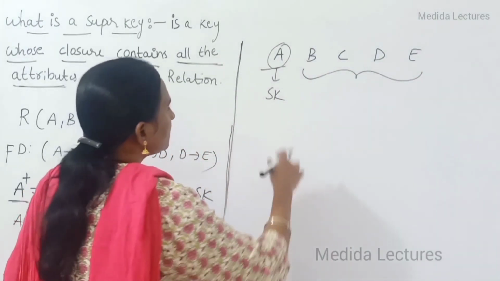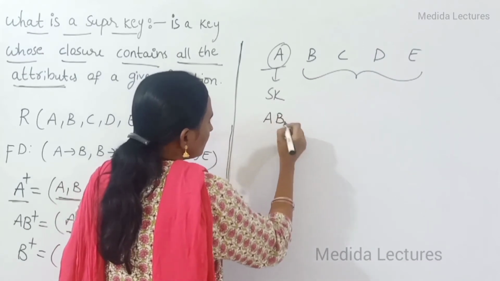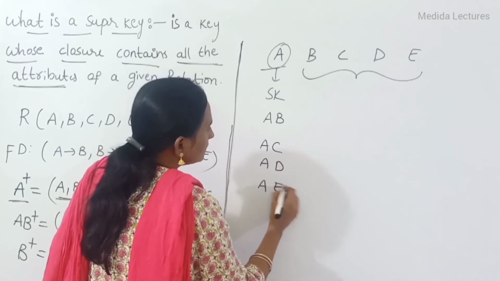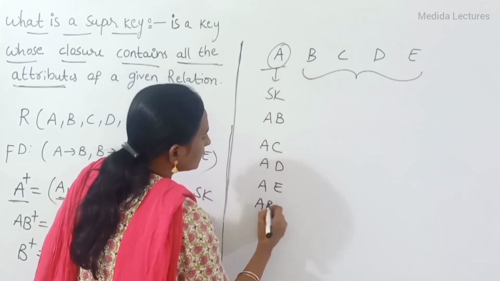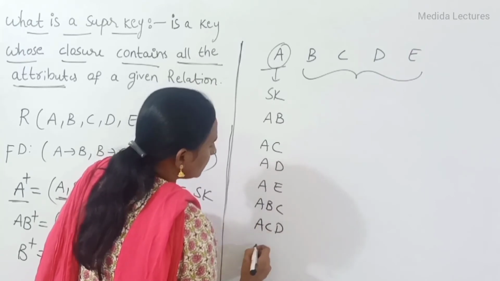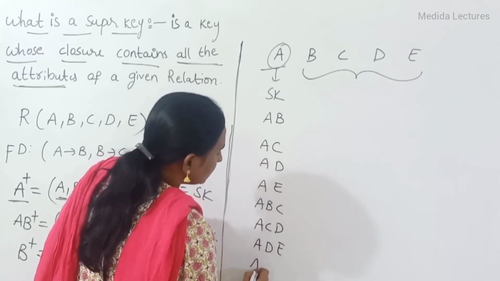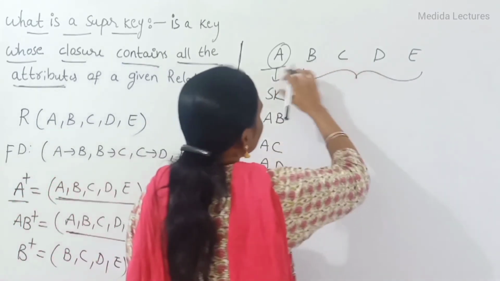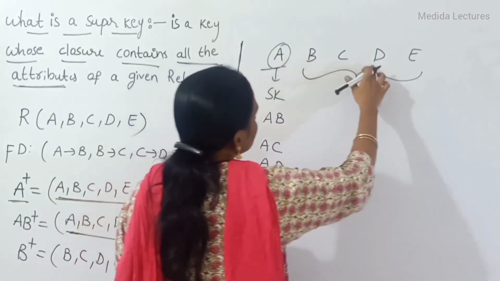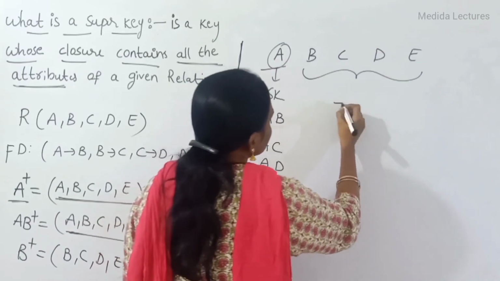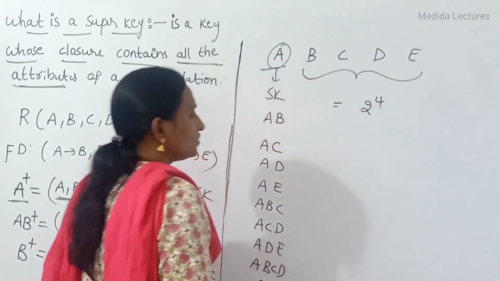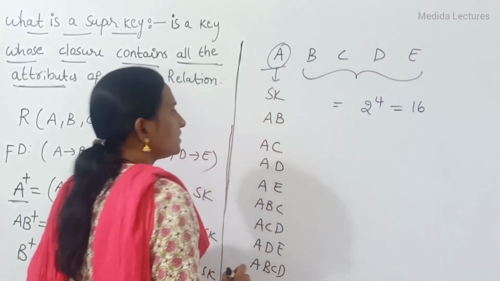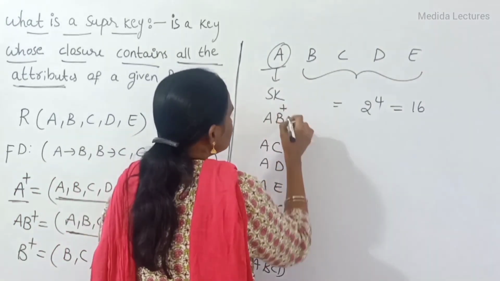So what are the combinations with remaining attributes? AB, AC, AD, AE, next ABC, ACD, ADE, ABCD. So how many possible combinations exist? 1, 2, 3, 4. Here 4 attributes are there, so 2 power 4 combinations are possible. What is 2 power 4? 16.